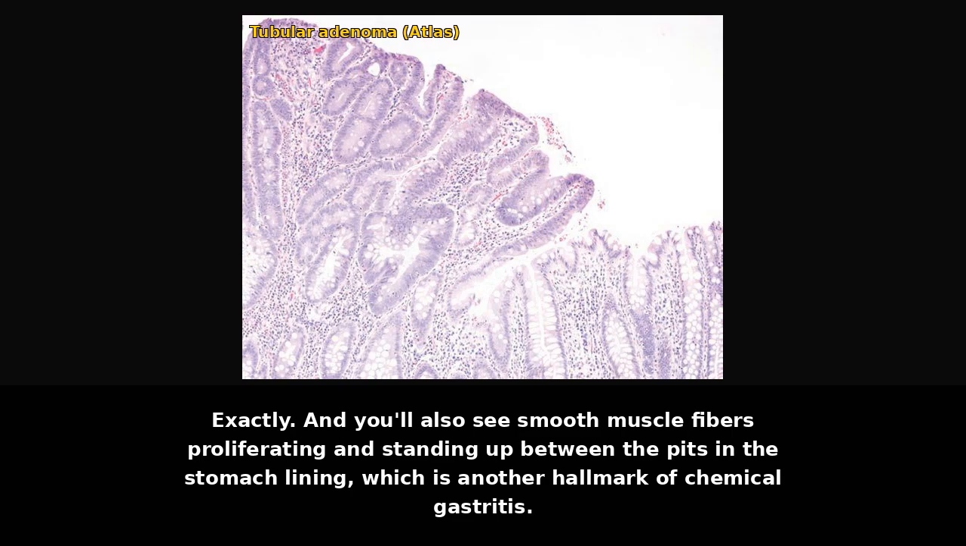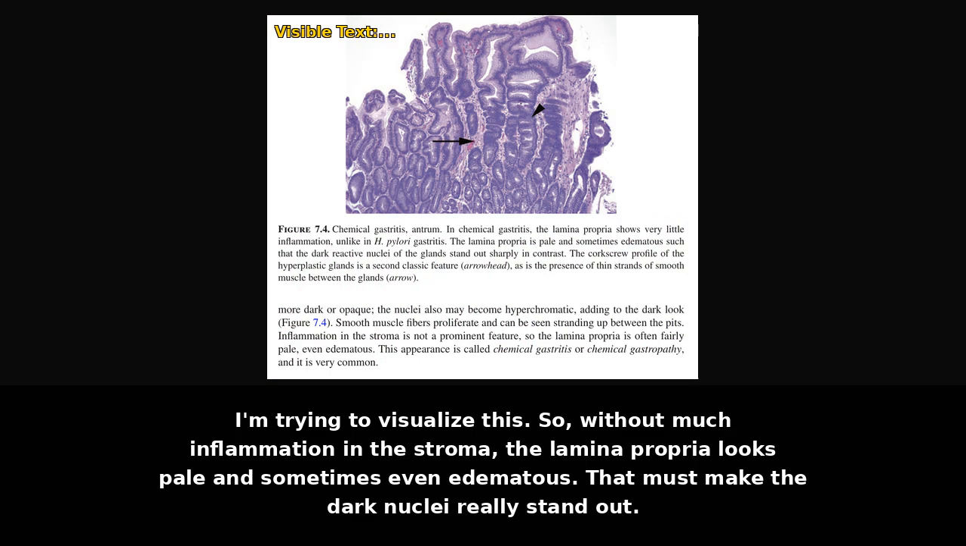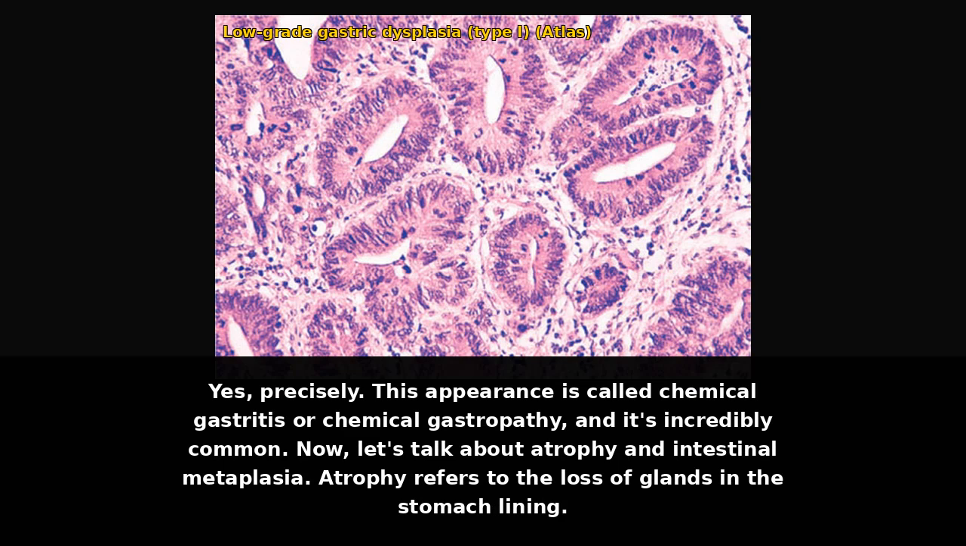Exactly. And you'll also see smooth muscle fibers proliferating and standing up between the pits in the stomach lining, which is another hallmark of chemical gastritis. I'm trying to visualize this. So, without much inflammation in the stroma, the lamina propria looks pale and sometimes even edematous. That must make the dark nuclei really stand out. Yes, precisely. This appearance is called chemical gastritis or chemical gastropathy, and it's incredibly common.